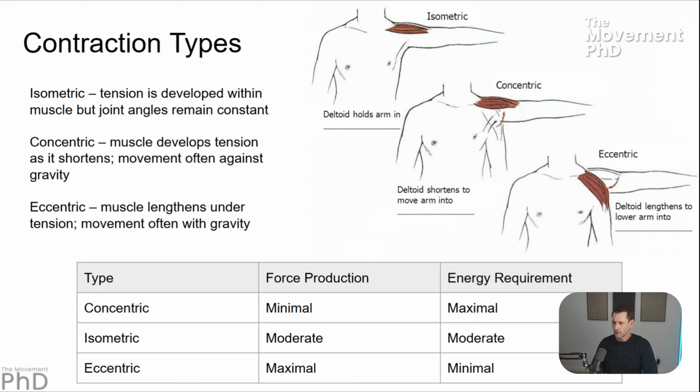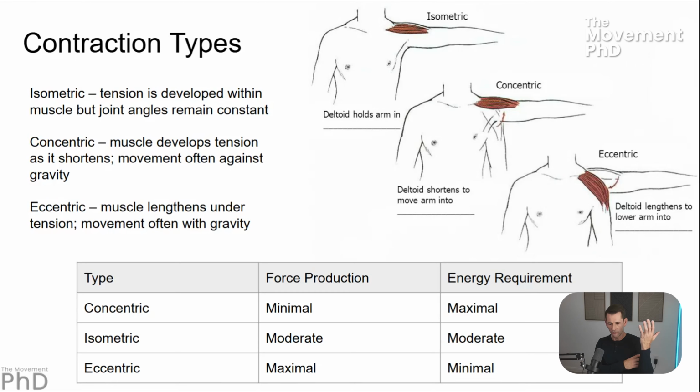A concentric contraction is developing tension in the muscle as it shortens. This is usually against gravity, but it could be against a different resistance, but gravity is our most common one. So whenever you develop tension within a muscle and that muscle is shortening, that is a concentric contraction, usually the up phase of a movement. An eccentric contraction is tension as the muscle is lengthening.